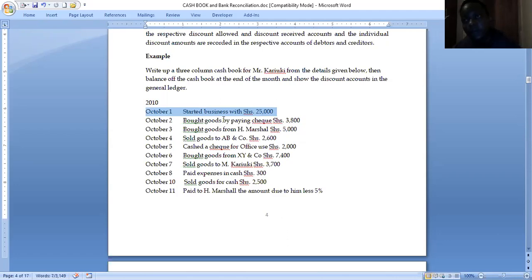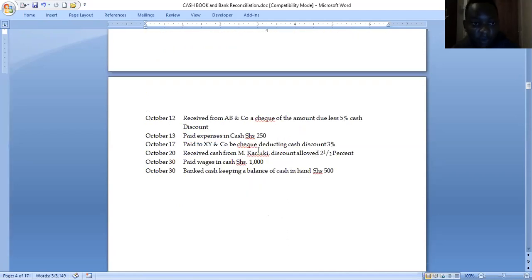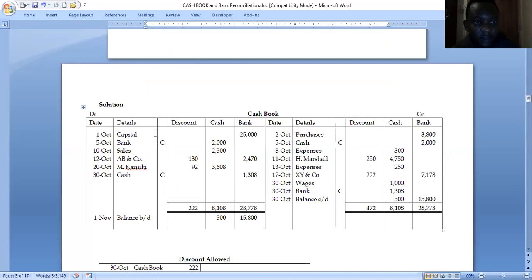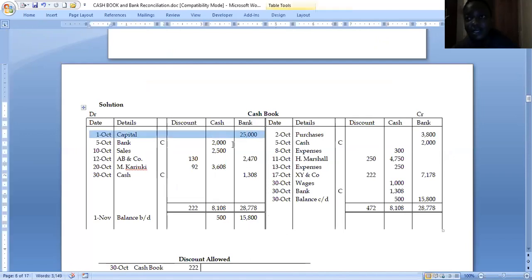Whenever capital is increasing, we're supposed to credit, and whenever an asset is increasing, we're supposed to debit. So in this case, capital is increasing, so therefore credit capital account and then debit bank account. So in our cash book, the question only requires us to do the cash book. So we debit bank account by capital 25,000 shillings.